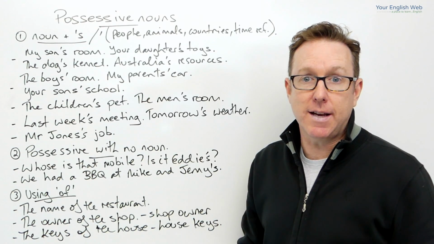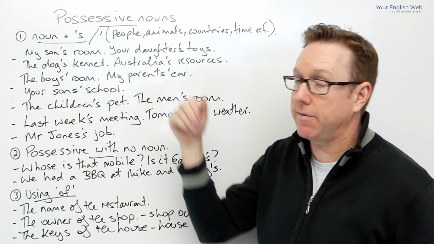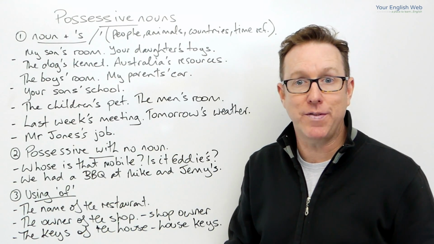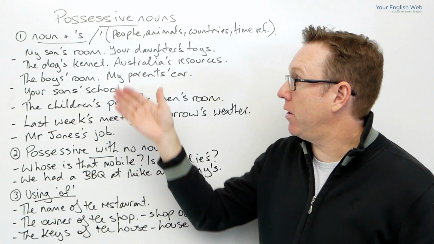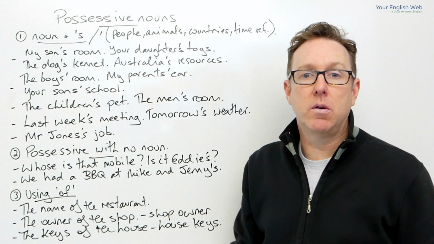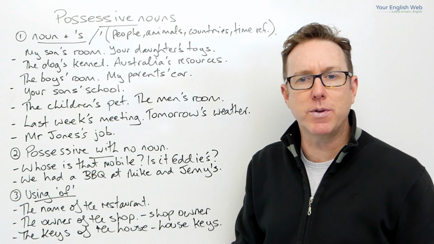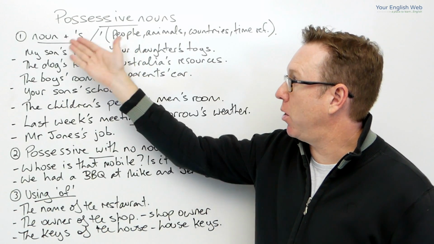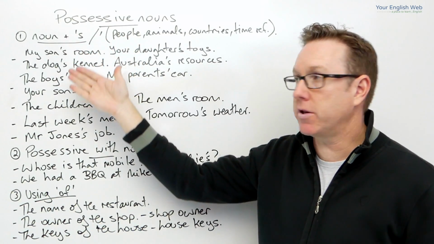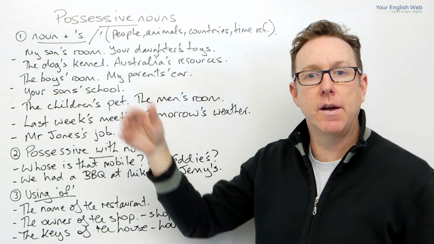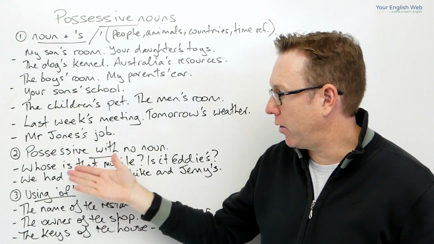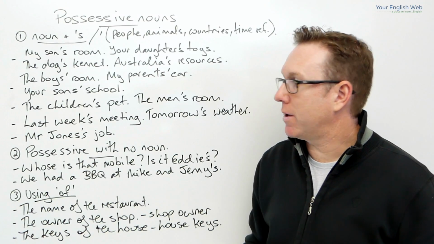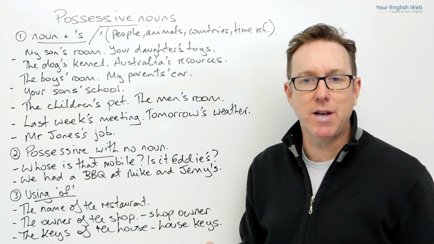Now, as I said, today's lesson is looking at possessive nouns in English and how we show possession with nouns. There are two ways to show possession with nouns, more or less. We have the apostrophe S structure, we have the apostrophe if it's plural, and we also have with of. Okay, so we'll have a look at some of the rules associated with this.